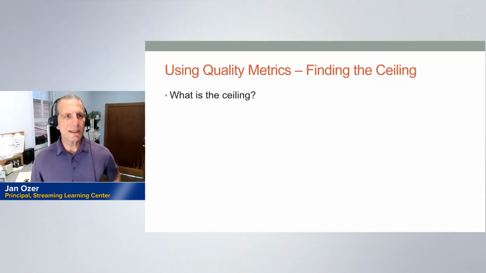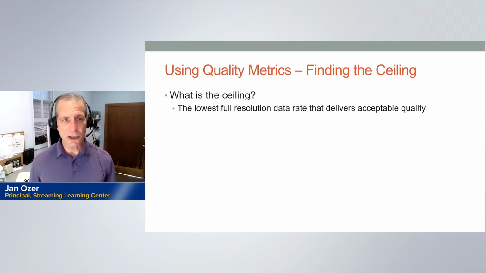So the first thing I want to do when I'm trying to come up with an encoding ladder, whether it's an encoding ladder for a single file or for a category of files, is find the ceiling. And the ceiling is the lowest full resolution data rate that delivers acceptable quality. So if you're working with a 1080p source file, you're going to have the highest quality encoding file that you're going to ship. That's the ceiling.